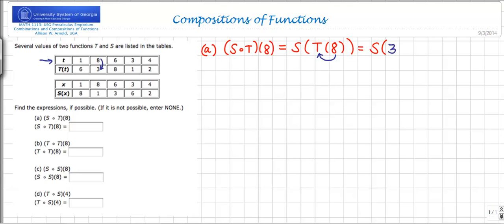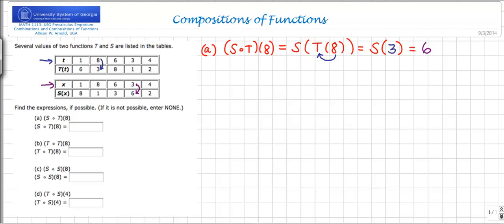And now we want to finish the composition by calculating s of 3. So again, recalling that the top row horizontally is your input, we look for the value of 3, and we see that 3 is assigned a value of 6 in the table. Okay, so the composition s of t of 8 ultimately leads us to the value 6.